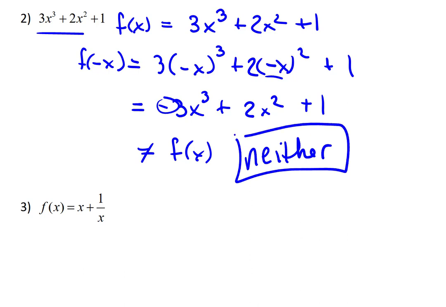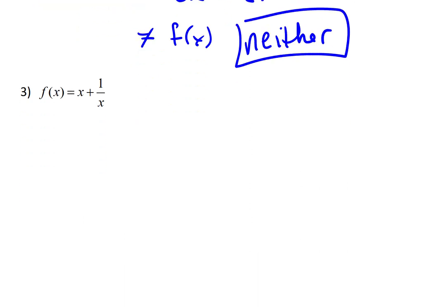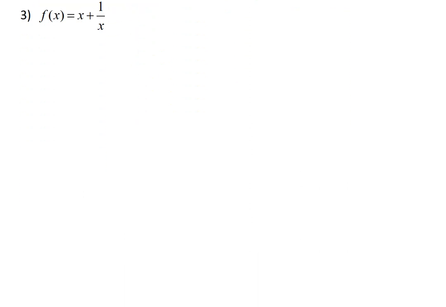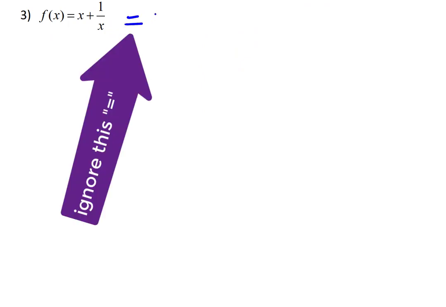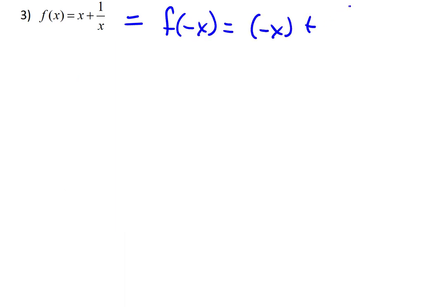Neither odd nor even. We'll look at our third example here, which is f of x equals x plus 1 over x. And again, plug in negative x to get f of negative x equals negative x plus 1 over negative x. We're plugging in with blank parentheses just to be safe. This, when simplified, would be negative x. And then the plus 1 over negative x could be written as just minus 1 over x.